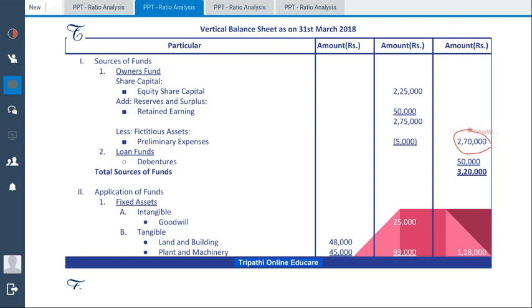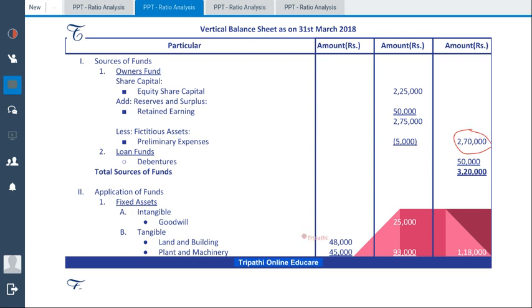The other name for proprietor's fund is owner's fund, or you can say shareholders fund or net worth. So there are four different names given to proprietor's fund. One, proprietor fund itself. Second, owner's fund. Third, net worth. And fourth, shareholders fund. So our proprietor's fund is 2,70,000 and we are looking for total asset.